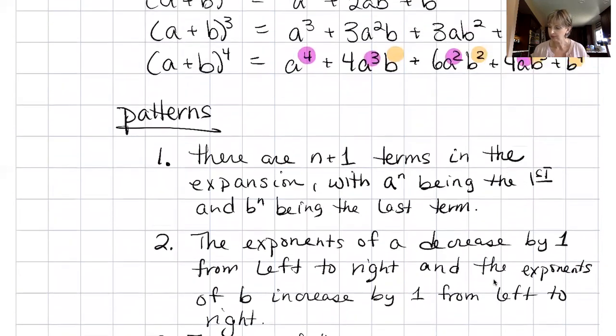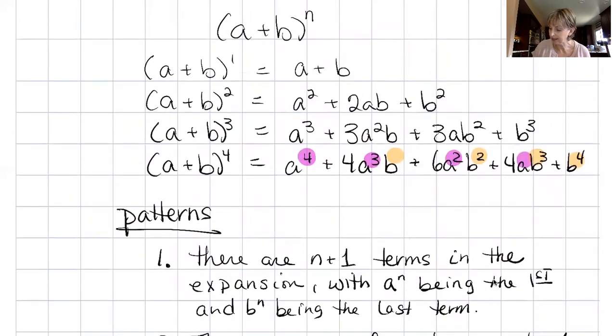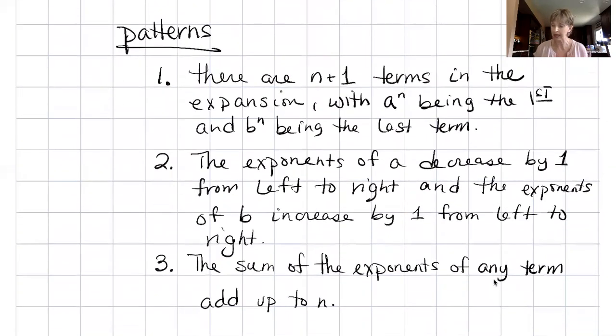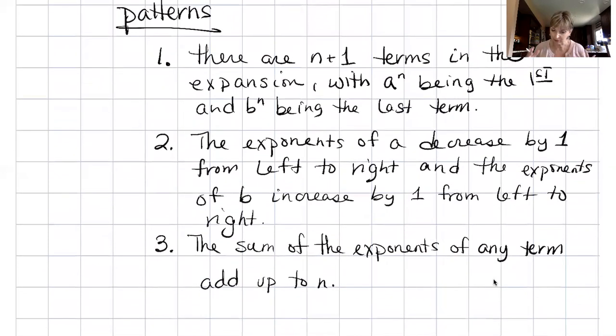Okay, so if I look at, say, this term right here, n in this case is 4, so they have to add up to 4, right? This one right here would be 3 plus 1, which is 4. If you add all the exponents of one term, they need to add up to n, or in this case, 4. Okay, so those are our 3 patterns that we can see to have developed just in that short list of expansions that we did right there above it.